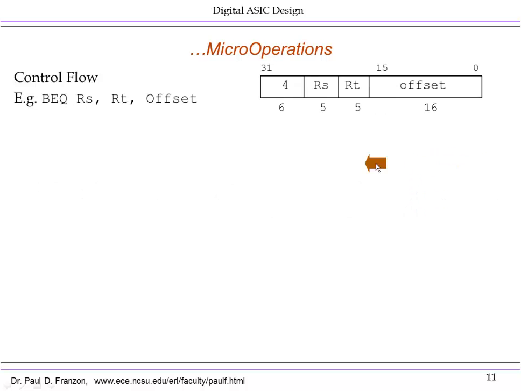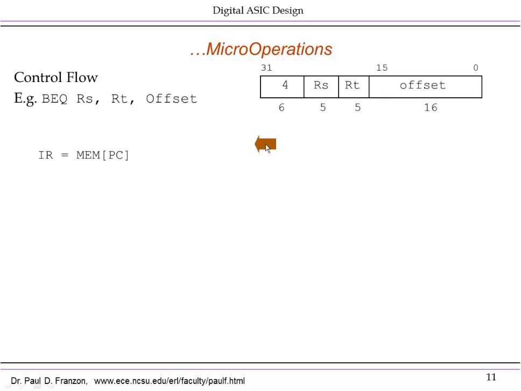Let's now look at branch on equal. What we're going to do here is compare RS and RT by subtracting them and looking at the zero flag coming out of the ALU. If they are equal, we're going to replace the PC with the current PC plus the offset sign extended.